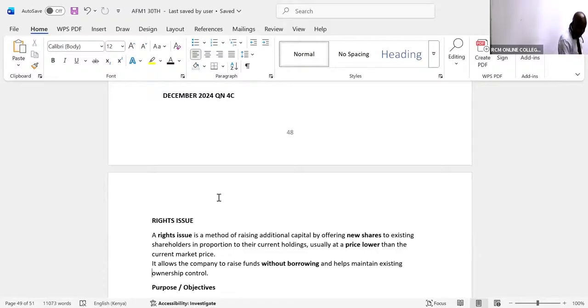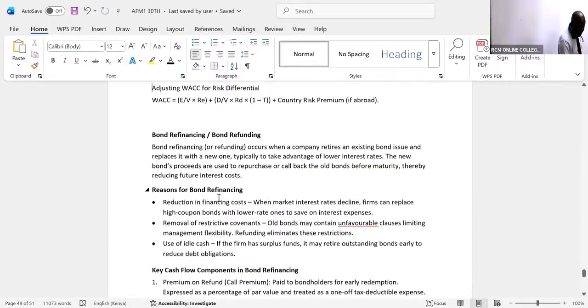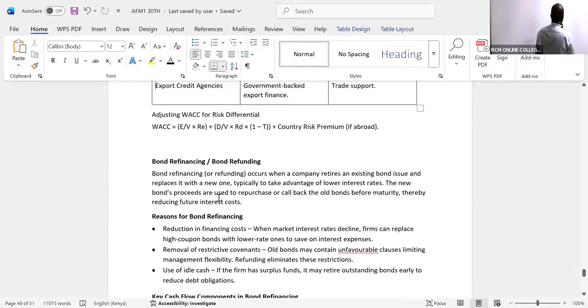But you're doing, in this case here, what we call bond refinancing. You can look at your syllabus. There are 3 key things here. So we have bond refinancing. I will read very slowly in a way that you'll be able to follow. It has been updated. So bond refinancing or refunding occurs when a company retires an existing bond issue and replaces it with a new one, typically to take advantage of lower interest rates.